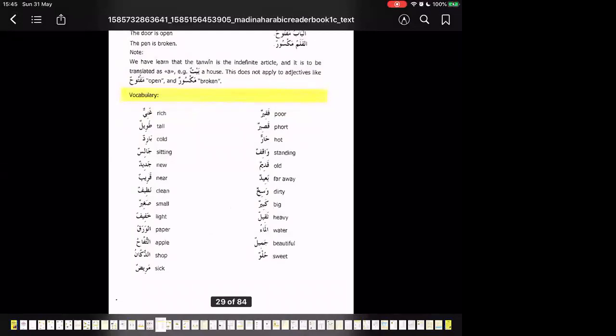That gives us the meaning of each of those words that we have learned in this lesson. So ghani, rich; faqir, poor; tawil, tall; qasir, short; barid, cold; har, hot; jalis, sitting; waqif, standing; jadid, new; qadim, old; qarib, near; ba'id, far away; nadif, clean; wasikh, dirty; saghir, small; kabir, big.